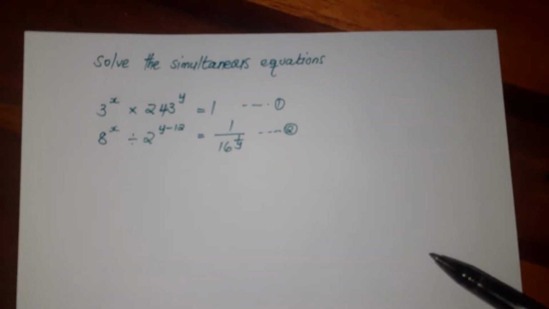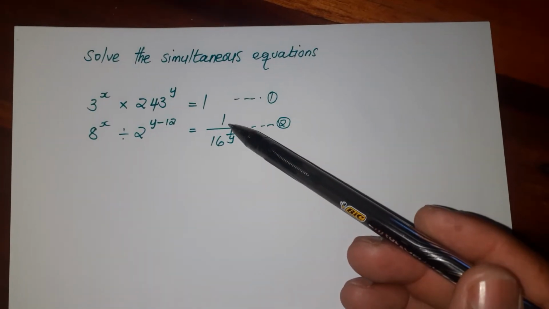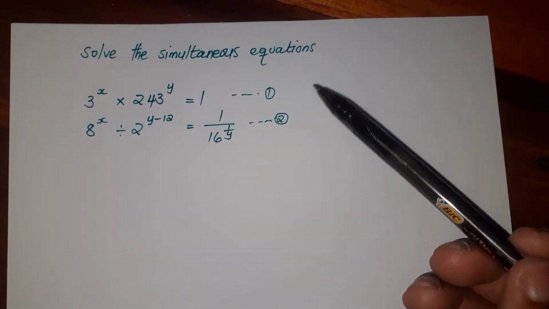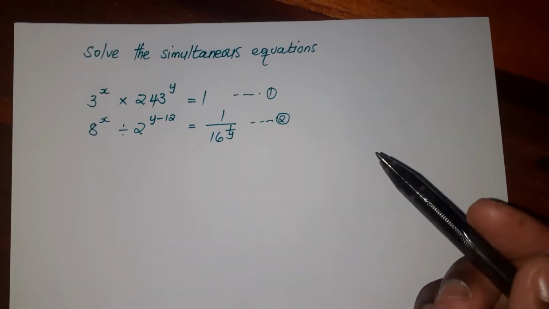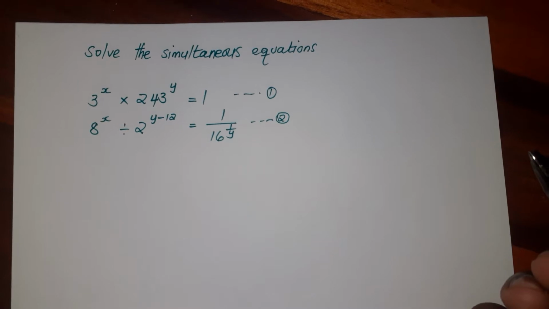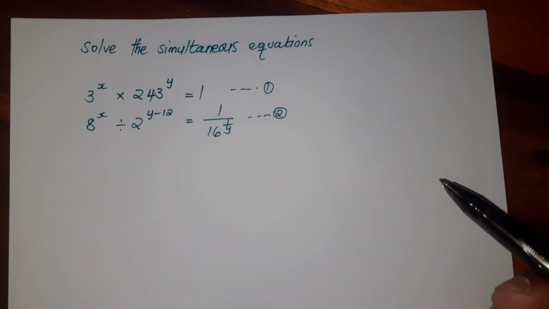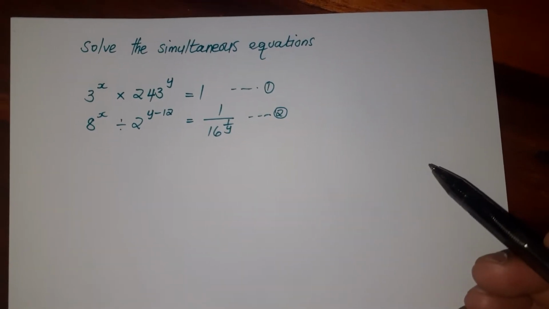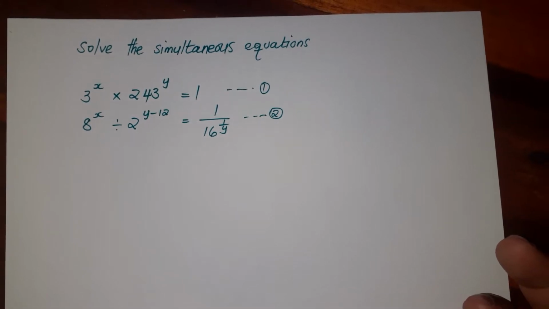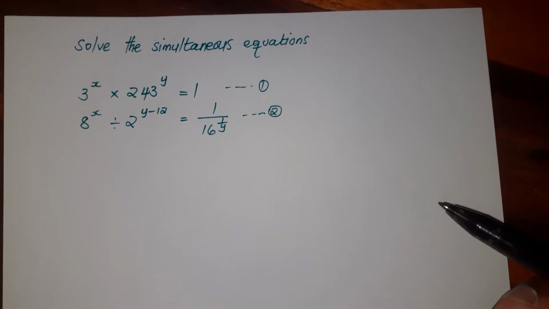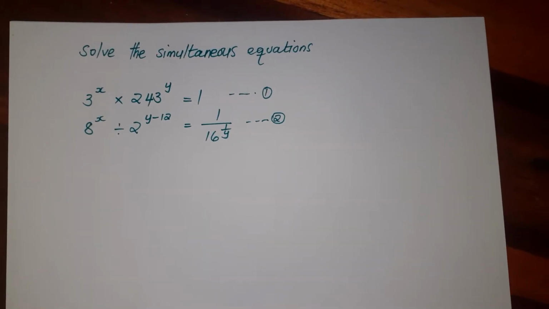In today's video, we are going to look at how to solve this type of simultaneous equations, which involves the laws of indices. Now, we know previously that when we talk of simultaneous equations, we can either use substitution, or we can use elimination, or graphing the two equations in order for us to solve the two equations.